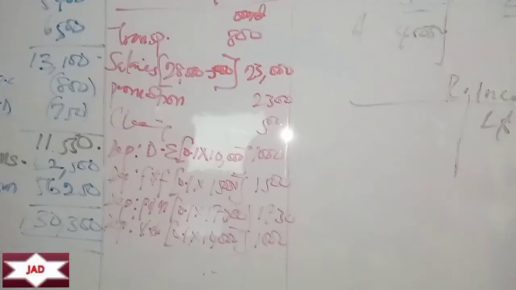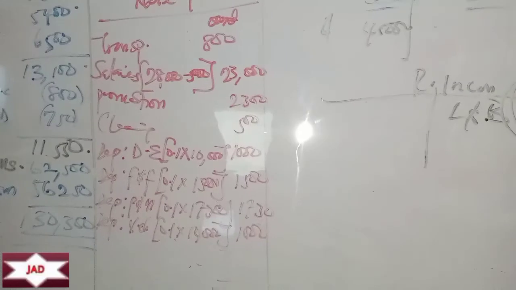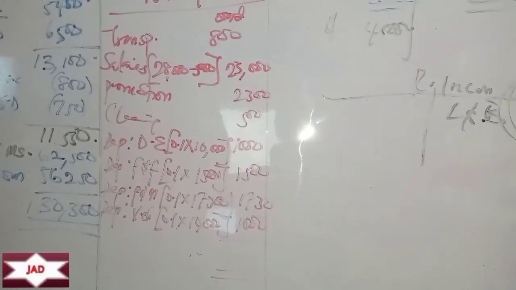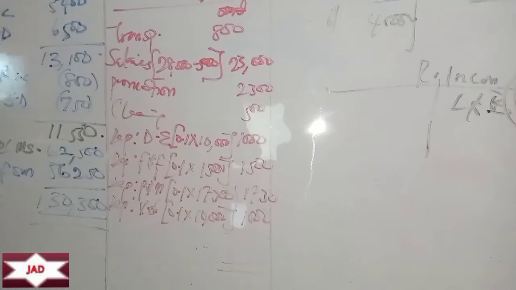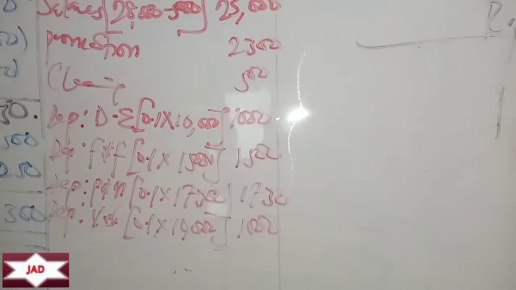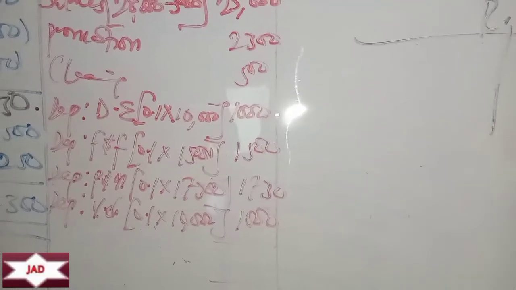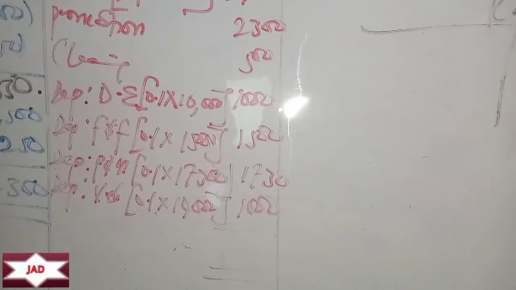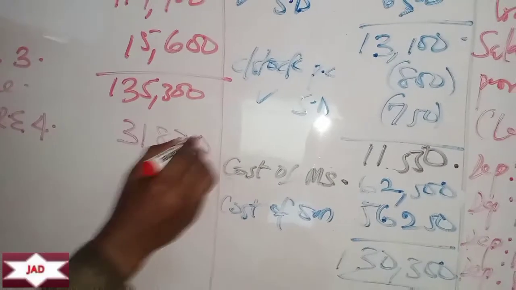So basically, we are good to go with the total expense. What do we have there? Okay, so we have 800 plus 23,000 plus 2,300 plus 500 plus 1,000 plus 1,500 plus 1,730 plus 1,000. That's 31,830. So the total expense here is 31,830.